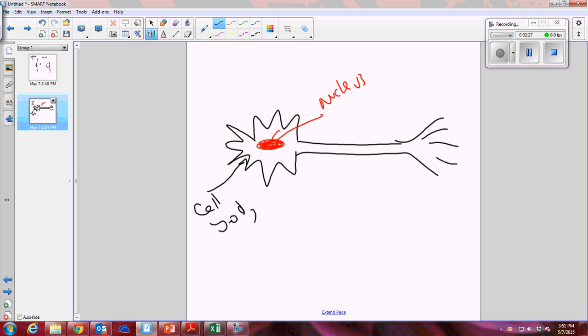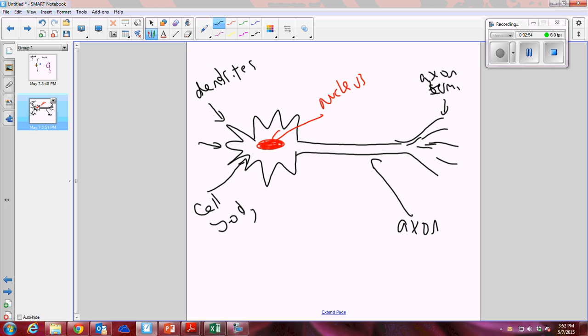And these little shoots that are coming off of the cell body are called dendrites, and the dendrites receive information from the surrounding nerves or from other signals. And this is the axon, the sending part of the nerve cell. And then here you have these little sprigs that are kind of coming off here, and at the end of each one of them is the axon terminal.